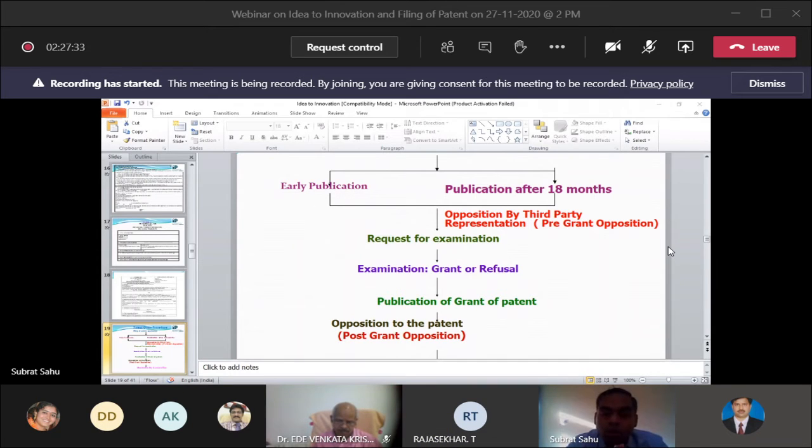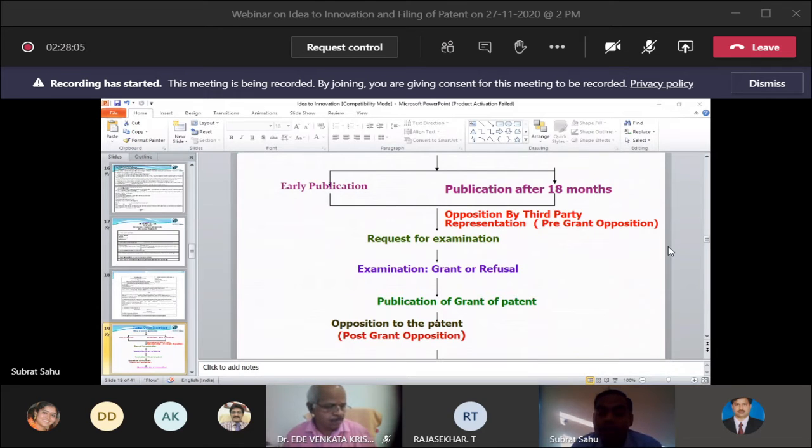Now, some people ask me: suppose, sir, I am working in a particular lab, and some other person is also working there. Suppose I am working on a particular diesel motor, and somebody comes and sees my idea and files everything before my filing. So what will I do? For that, we have two opposition systems, the pre-grant opposition system and the post-grant opposition system.